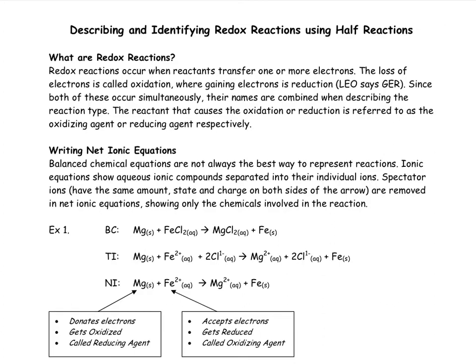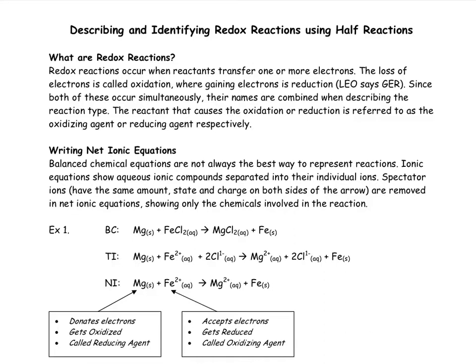Redox reactions occur when reactants transfer one or more electrons. The loss of electrons is called oxidation, while gaining electrons is reduction. A nice way to remember that is LEO says GER. Loss of electrons, oxidation; gain of electrons, reduction.